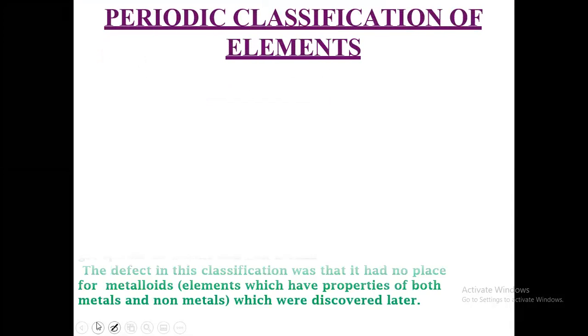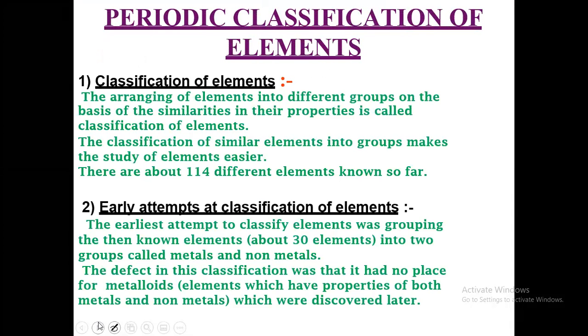What is this periodic classification of elements? The arrangement of elements into different groups on the basis of similarities in their properties is called classification of elements. The classification of similar elements into groups makes the study of elements easy. There are about 114 different elements known so far.